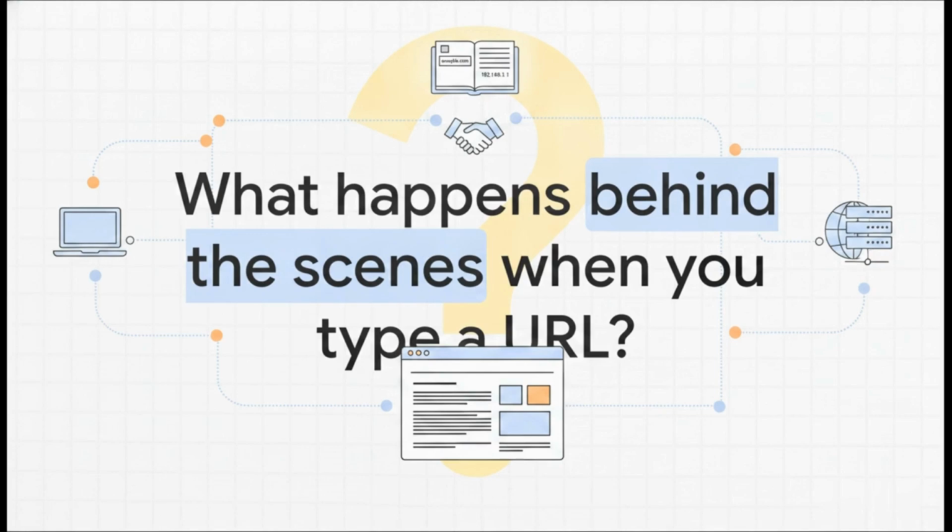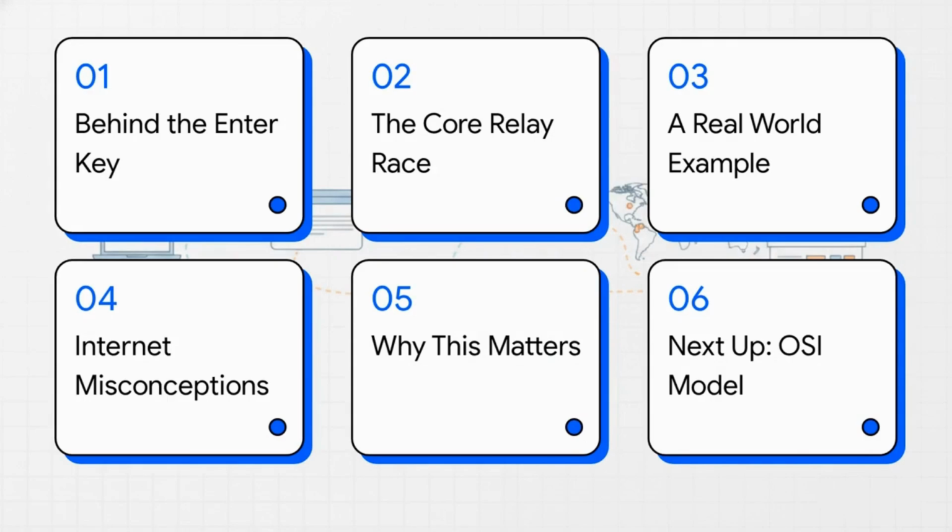It's actually one of the most famous interview questions in tech, primarily because the answer touches nearly every single layer of modern computing. It is the ultimate test of your holistic systems knowledge. Let's lay out our flight path for this explainer. We'll look at behind the enter key, the core relay race, a real-world example, common internet misconceptions, why this matters, and finally, next up, the OSI model.